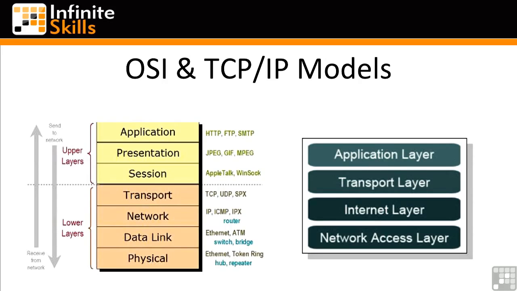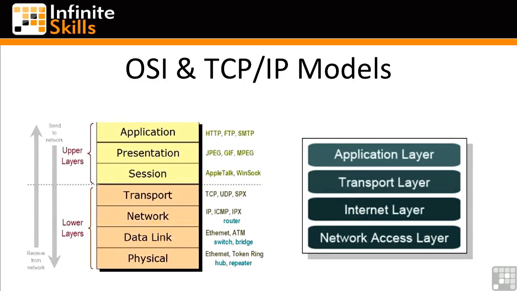The network layer, which is right above that at layer 3, is where IP lives, as well as ICMP and IPX from the IPX-SPX suite of protocols from Novell. Routers operate at layer 3. Layer 4 above that is the transport layer. That's TCP, UDP, and SPX, again from the IPX-SPX suite of protocols.